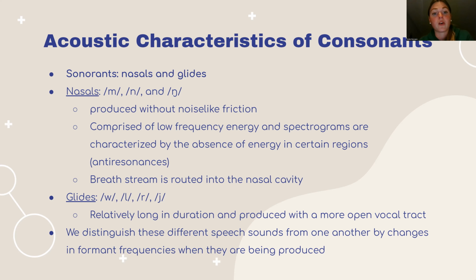And then there's glides, which are also sonorants. They're, like I said, those more sing-songy, almost vowel-like consonants. These are w, l, r, and that J symbol is actually the symbol for the y sound. And so, just like vowels, we distinguish all these different speech sounds from one another by changes in the formant frequencies when they're being produced. So you have the fundamental frequency of your vocal cords vibrating, and then you change the shape and the constrictions in your mouth that causes distortion and causes the different formant frequencies, different harmonic combinations that give the different speech sounds different sounds.